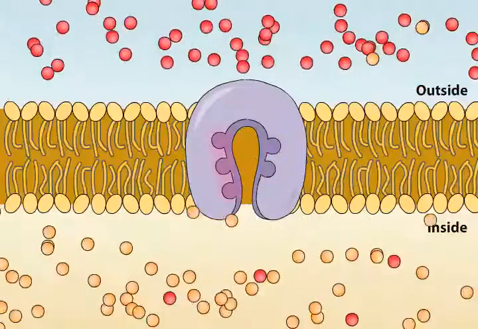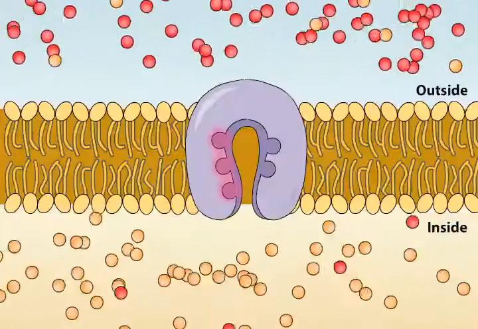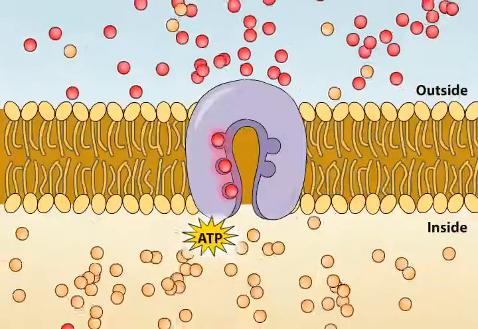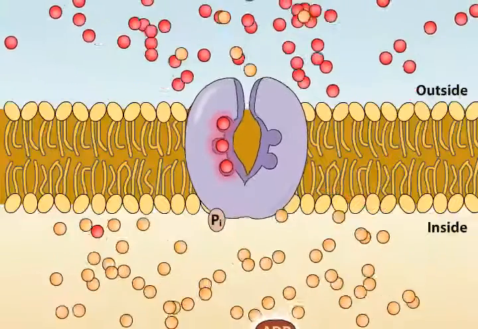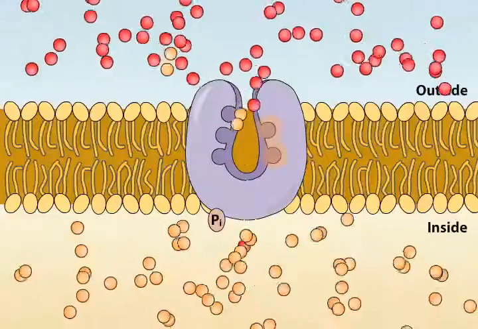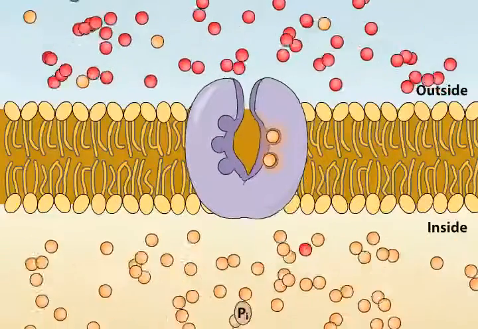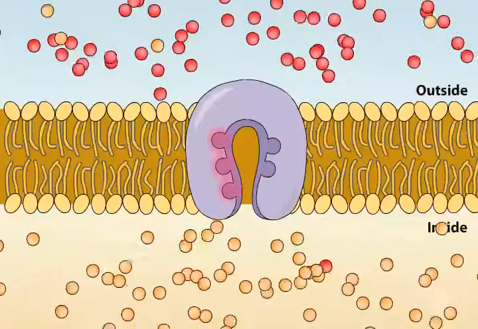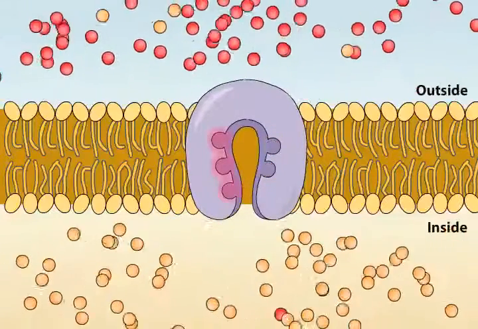For every 3 sodium ions that are taken out of the cell, the pump transports 2 potassium ions into the cell. This net loss of 1 positively charged ion for each round of pumping results in a very small electrical current. For this reason, the sodium-potassium pump is said to be electrogenic.